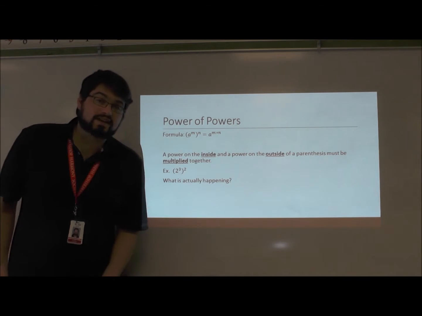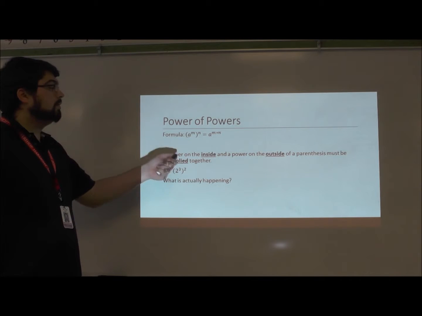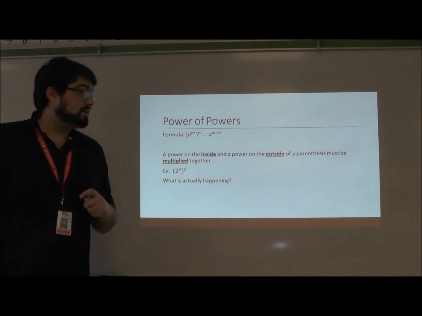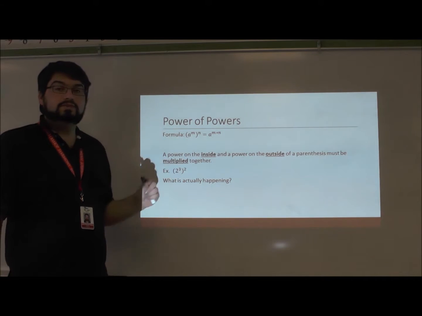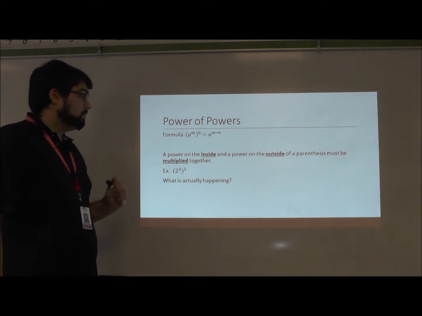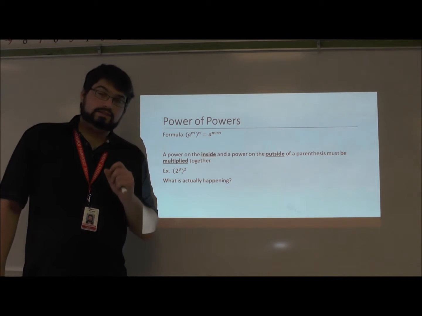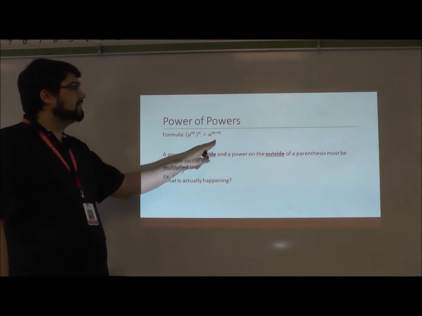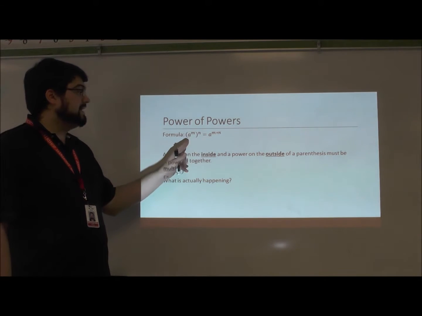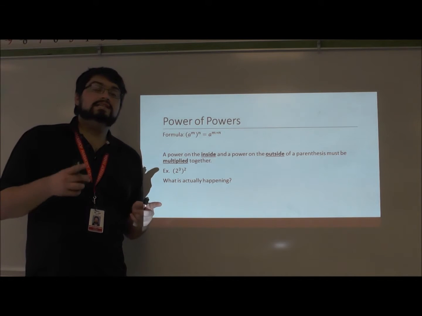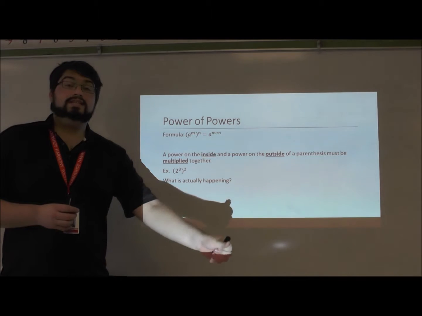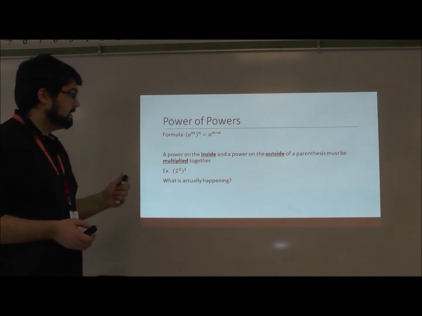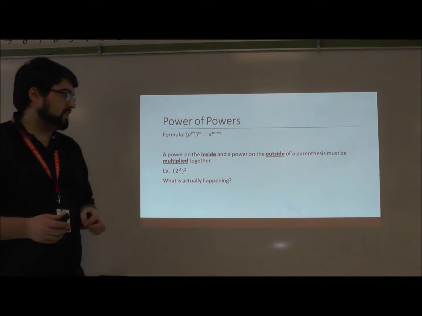Now let's read the definition. A power on the inside and a power on the outside of these parentheses, like you see here, must be multiplied together, which is exactly what we see here as well. A to the m power, all raised to the n power, is going to give me a to the m times n power.